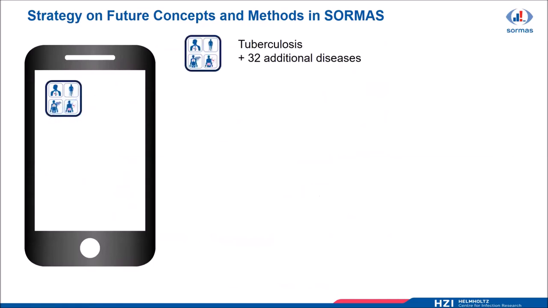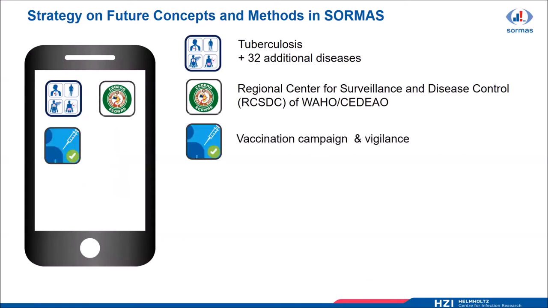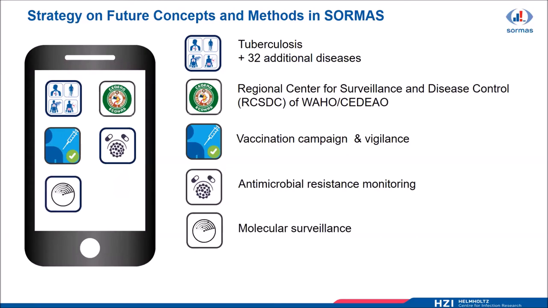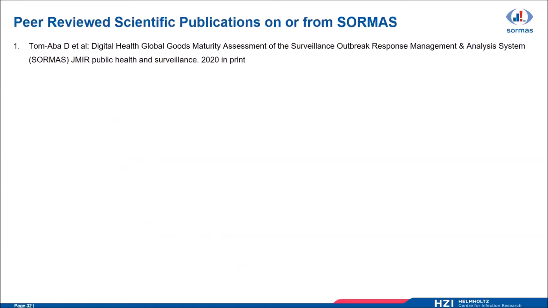We're looking at future concepts and methods in SORMAS where we're integrating tuberculosis, and the 32 additional diseases have been integrated. We're looking at a regional SORMAS system, cutting across different countries. We started working on the vaccination campaign and vigilance. And we're looking at antimicrobial resistance monitoring and some molecular surveillance and predictive analytics.